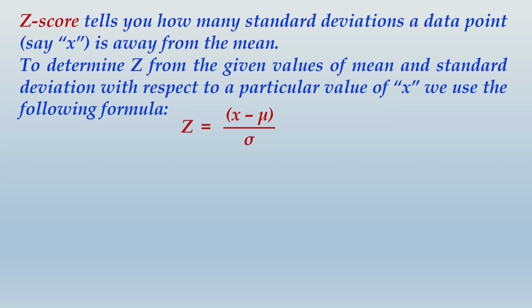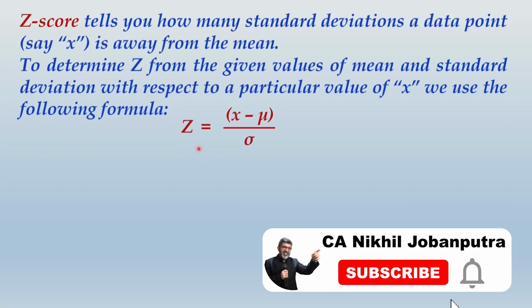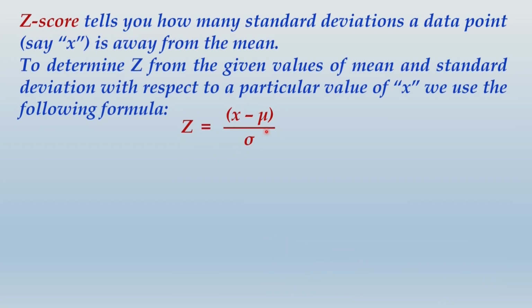Now this is what we have been doing for determining the value of z from the given values of mu, that is mean, and sigma, that is standard deviation, with respect to a particular value x. We get the z score. Now what if in the question the z score is given, and mean and standard deviation, that is mu and sigma, are also known and the x value needs to be determined? So how will you do that?